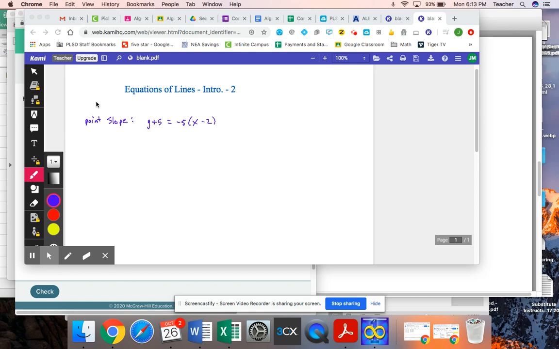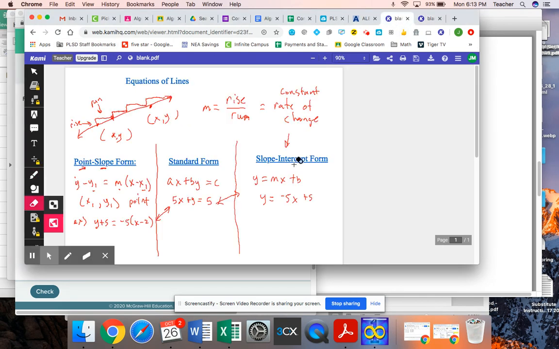All right, so we're back. I wanted to do a little bit more with equations of lines, at least introduce them a little bit further. In the last one, we discussed the equations of lines and how it's a constant rate of change on that line, and that's why slope is important.